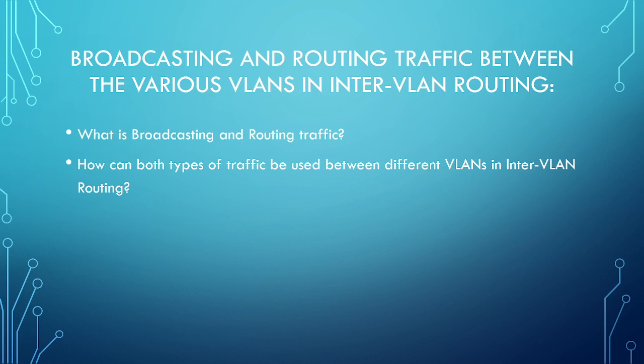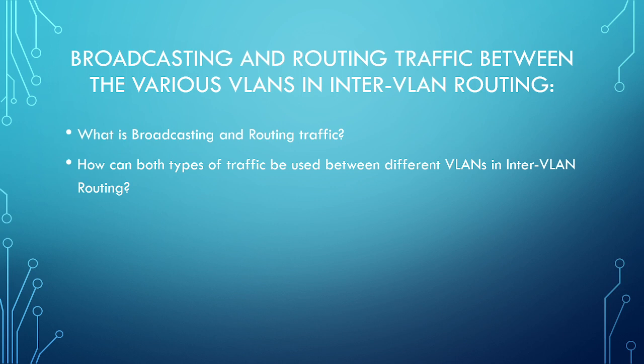Broadcast and routing traffic between the various VLANs in inter-VLAN routing. What is broadcast and routing traffic? Broadcasting traffic is a type of data transmission that can send a packet to all the devices within a specific given network segment throughout each different VLAN. Every device in the network will receive the same copy of the broadcast packet, whether or not the device wants to receive it.